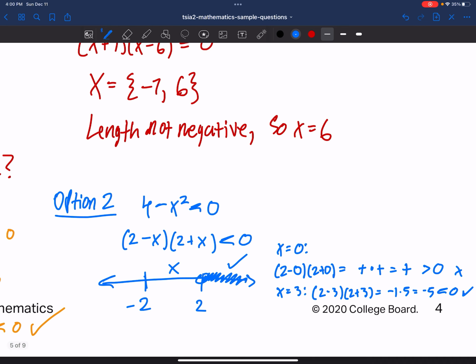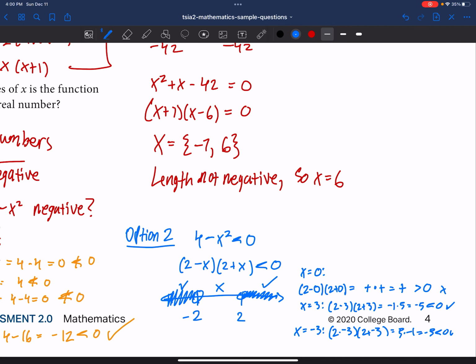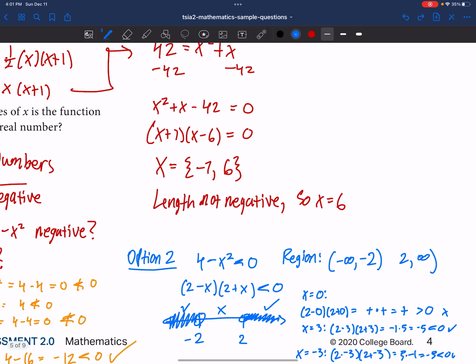So I'd say check, and it'd be this way. And so then you could test x equals -3. You get the same thing, 2 minus -3 times 2 plus -3 equals essentially the same thing, right? 5 times -1 is -5, less than 0. Check, and say that this matches it. So this checks out. So your region is from -infinity to -2 union 2 to infinity. And that's the region that satisfies the inequality as to when this is going to be negative.